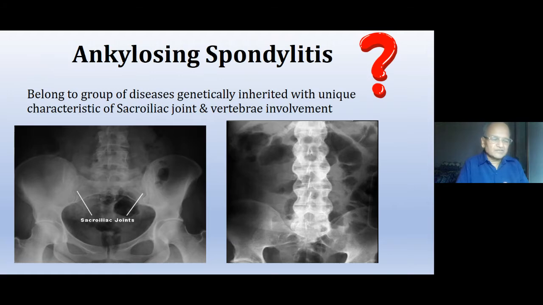The last few slides which I'd like to tell you about is this condition called ankylosing spondylitis, which you should definitely be aware of in clinical practice. It is genetically inherited with a unique characteristic fusion of the sacroiliac joint and the classical bamboo spine, which you see on the right side of the film.